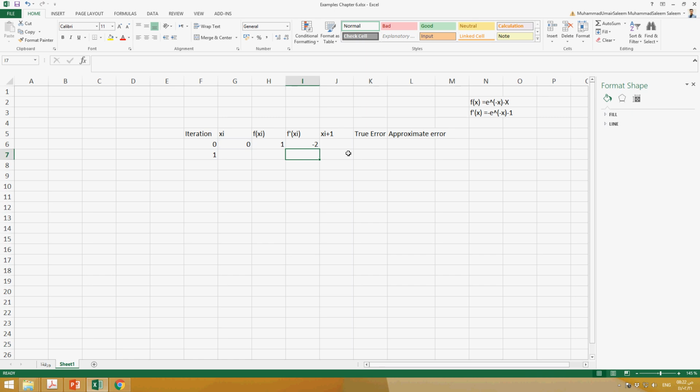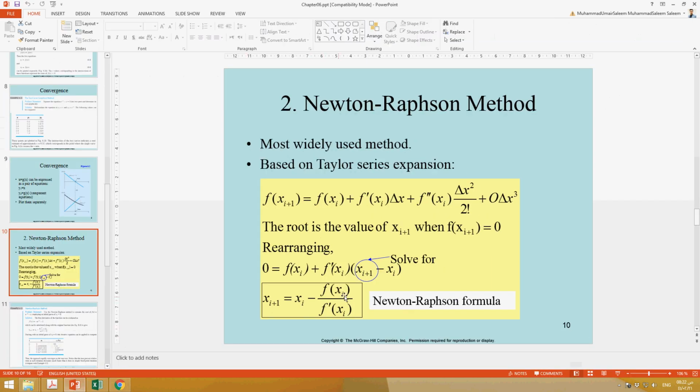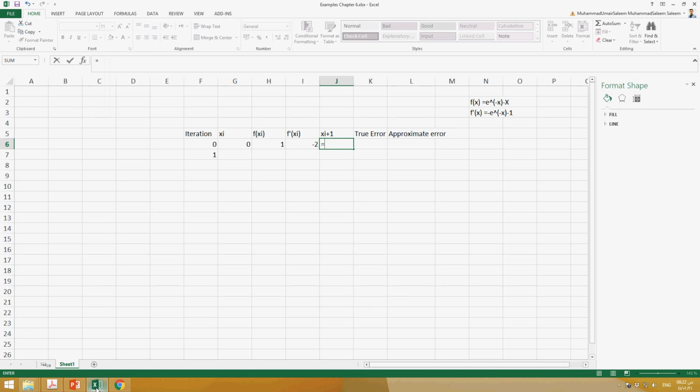Okay, so here if you put the whole expression, then it will become x. Now here I can apply this formula, xi minus f(x) over f dash x. If I apply this whole formula, it will become xi minus f(xi) divided by f'(xi). Okay, so it becomes 0.5. So this is actually the new root.